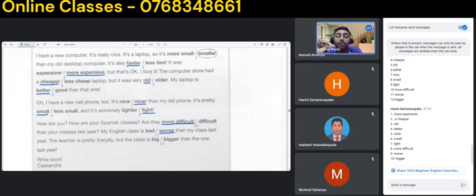The teacher is pretty friendly, but the class is bigger than the one last year. Okay, so here also they are comparing than the one last year. So they are comparing with the one that they had last year. In that case, we have to use the comparative form. We have to say bigger. The teacher is pretty friendly, but the class is bigger than the one last year.